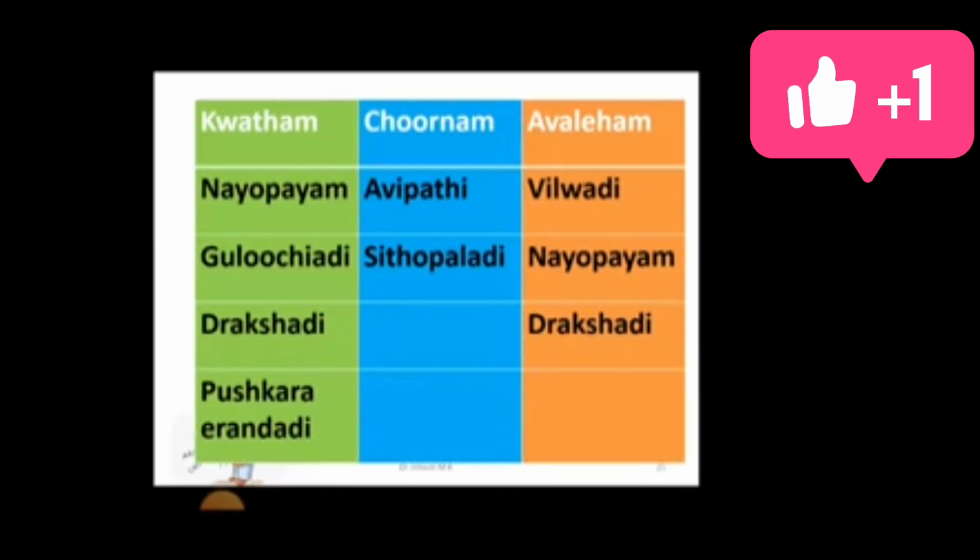Here, in the case of Paithika Kasa with Tanukapha, again we can use this Nayopayam, Guluchyadi, Drakshadi, or Pushkarerandadi. There is another very effective yoga called Pushkarerandadi. It is explained in the Gulma Chikitsa of Ashtanga. And probably there is a tablet called Acidact by Kottakkal Ayurveda that is made up of this yoga. Pushkara Erandadi is a very effective yoga in this type of condition.